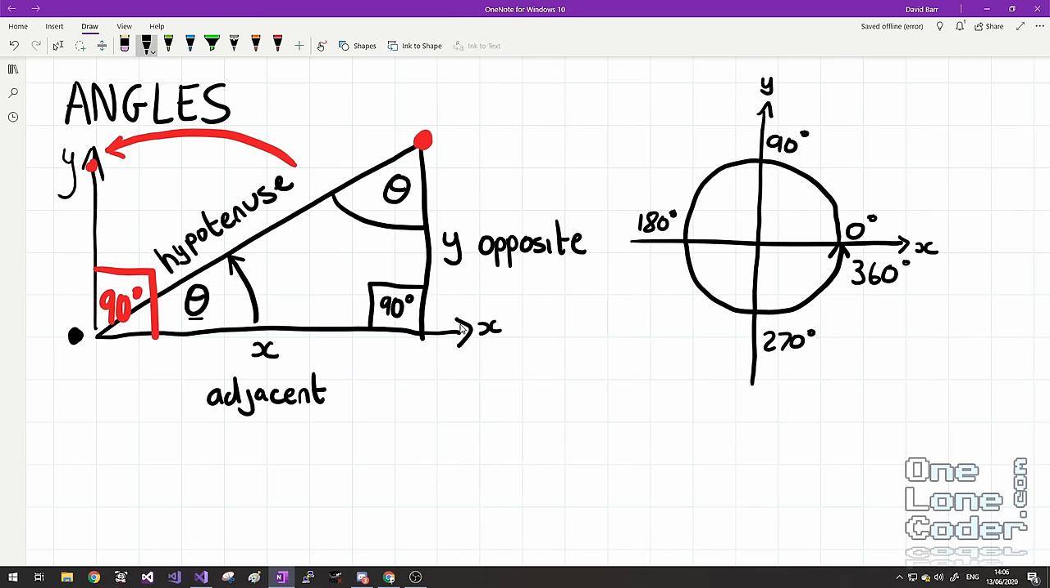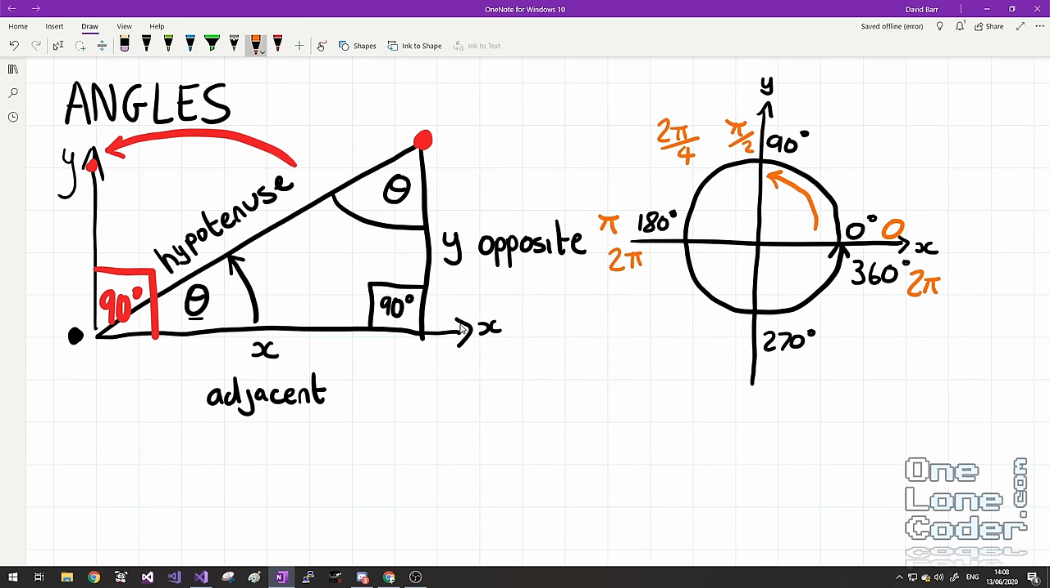Whilst degrees are great for humans to understand, they're a bit naff for mathematics to understand. And instead, maths prefers pi. Don't we all? So in radians, 0 degrees is 0 radians. 180 degrees is pi. And a full circle is 2 pi, 2 times 180. Our 90 degrees is pi over 2. Or if we look at that in relation to the entire circle, it's 2 pi over 4. It's the first quarter of the whole 2 pi.